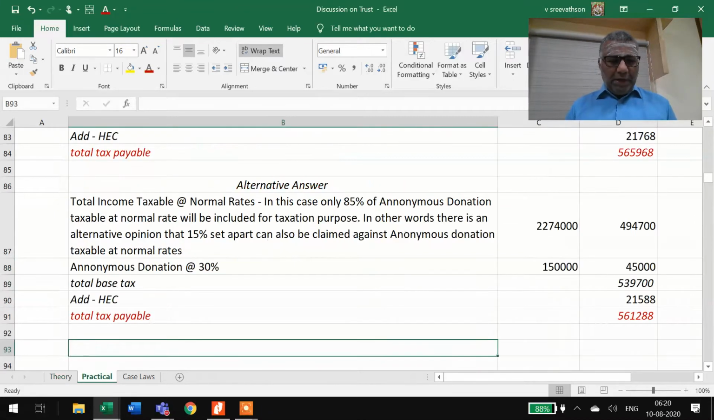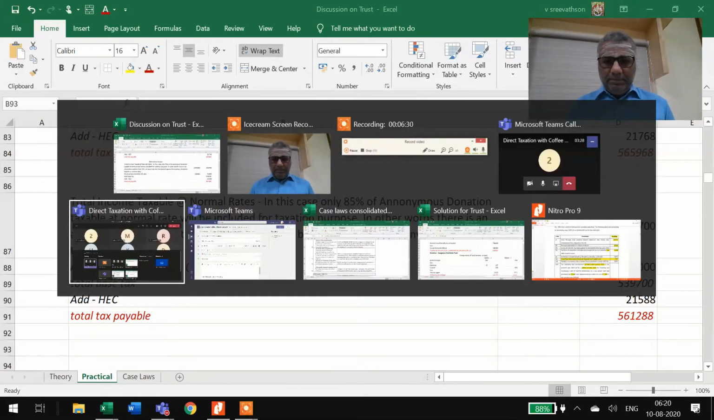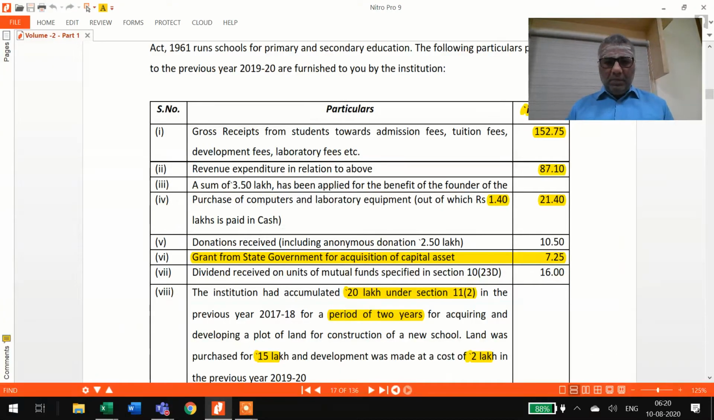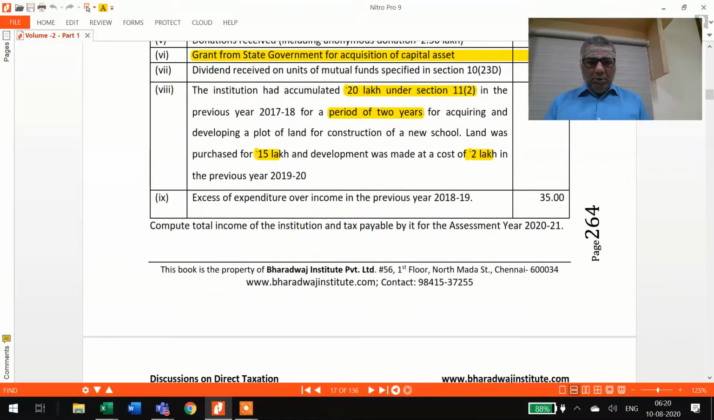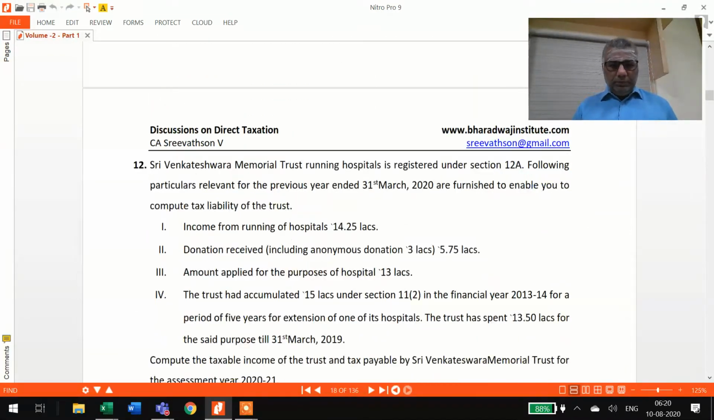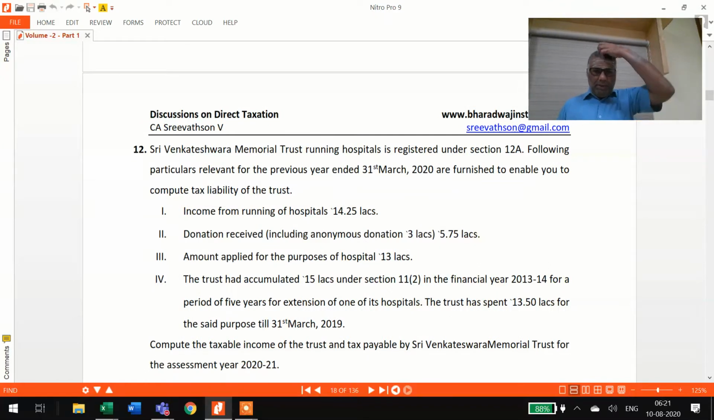So we continue our practical understanding. I'm in question number 12, page number 18.